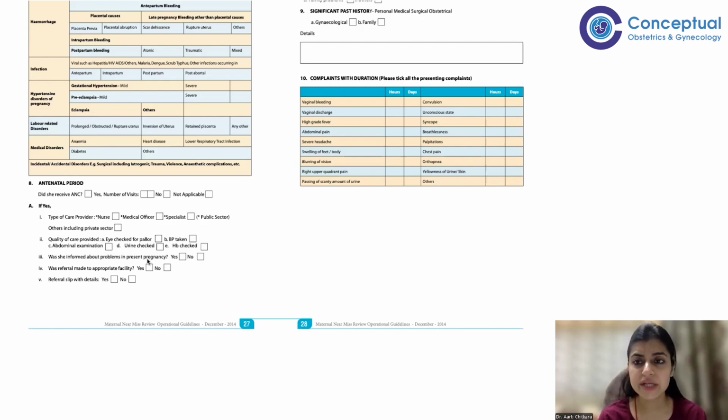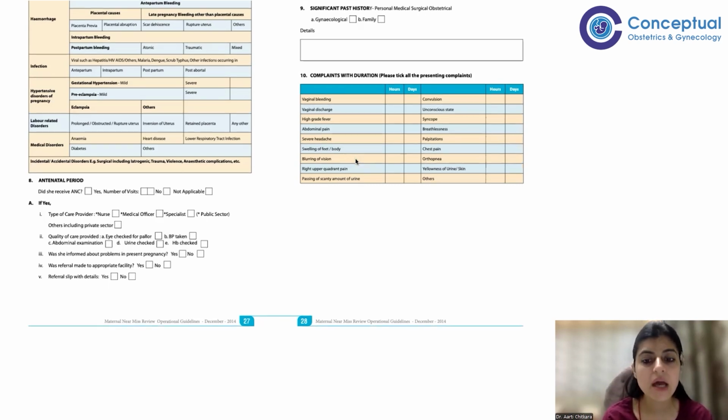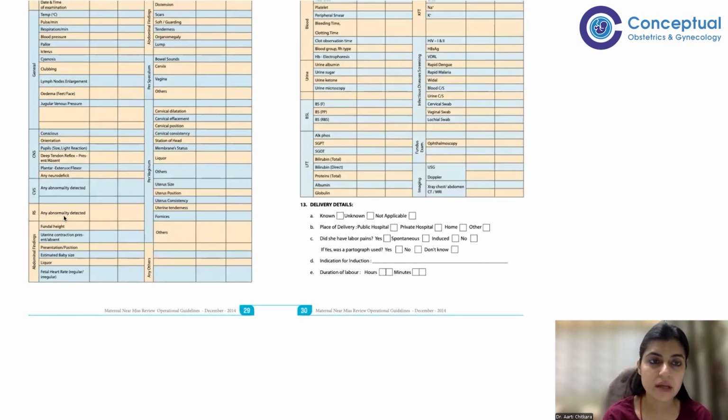The complaints and their durations are all asked of the woman in detail: for how many hours and days these conditions persisted and when the necessary action was taken. These are the examination findings at the time of admission and at the time of near miss. Temperature, pulse, respiratory rate, blood pressure, pallor, icterus, cyanosis, clubbing, all general physical examination, CNS examination, CVS examination. You can take this as a basic thing for your long case and long vivas also, because it is such an elaborate thing. Once you know this thoroughly in and out, you will not miss out on any examination findings in your long case as well.